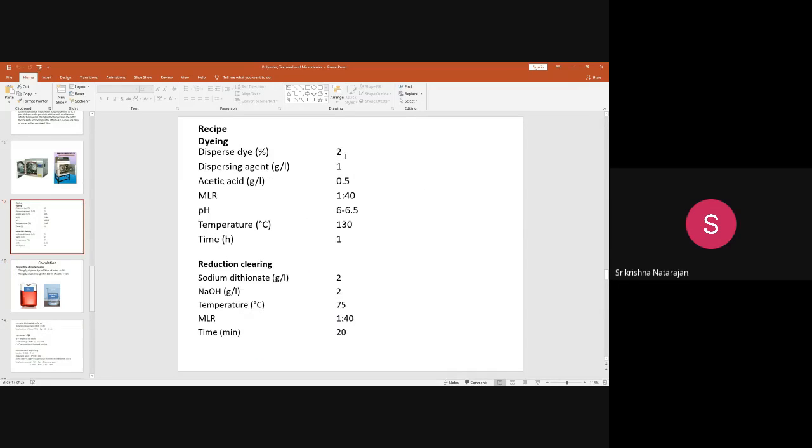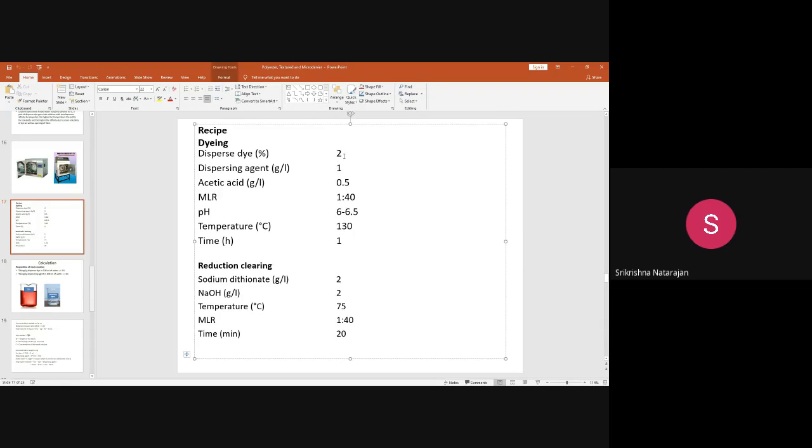If I say 2% shade, it can be 2 or 3 or 4 or 5, whatever you want to produce. How much depth do you need? For example, if you want a very light shade, you may use around 0.5%. If you want a very deep shade, you may use 4%. It is your wish to decide what type of dye depth you want.